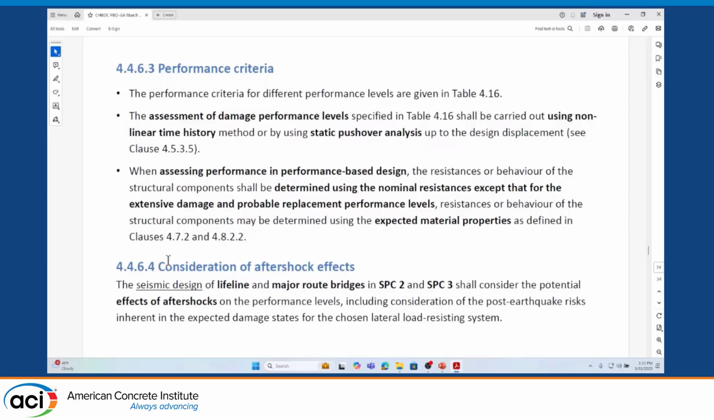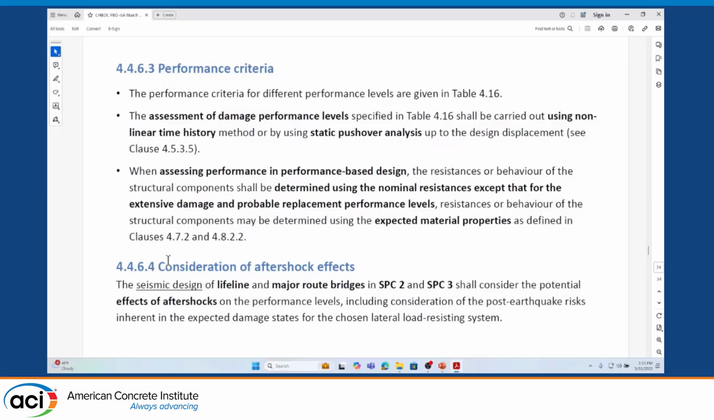Now, how do you assess what performance level the bridge has? Of course, you need to do either nonlinear time history analysis or inelastic static pushover analysis. When you are doing that, for the first two service levels, you can use nominal resistances. However, when you are doing the worst case scenarios like extensive damage and probable replacement levels, then for the resistance behavior, you have to consider the expected material properties while you are finding the resistance.